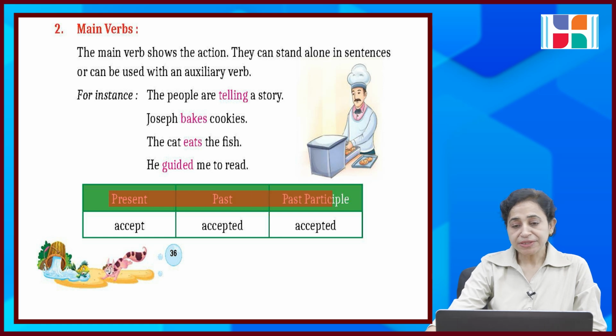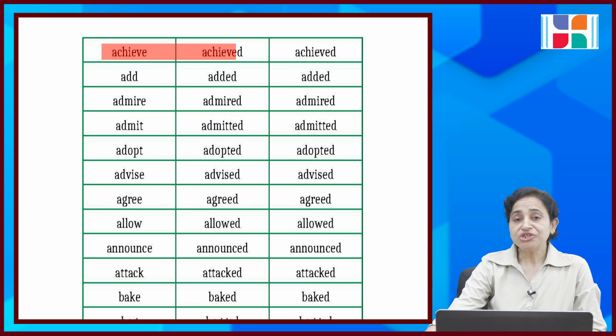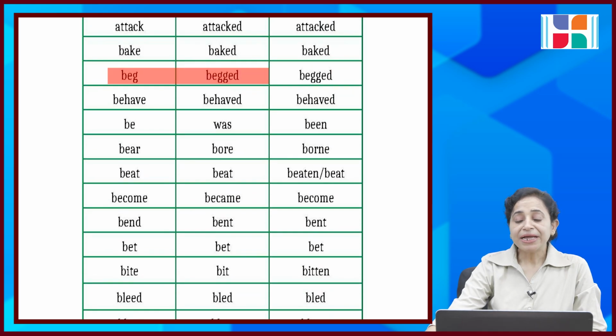Present, past and past participle. Accept, accepted, accepted. Achieve, achieved, achieved. Add, added, added. Admire, admired, admired. Admit, admitted, admitted. Adopt, adopted, adopted. Advise, advised, advised. Agree, agreed, agreed. Allow, allowed, allowed. Announce, announced, announced. Attack, attacked, attacked. Bake, baked, baked. Bag, bagged, bagged. Behave, behaved, behaved.